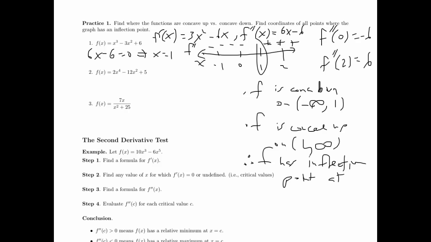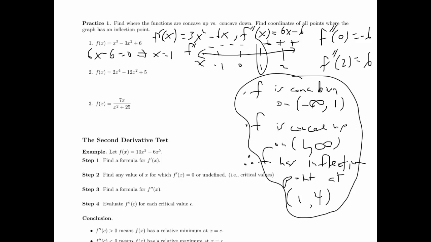at x equals 1, and then the y-coordinate would be, remember to get the y-coordinate, I've got to come back to this formula. So 1 minus 3 is negative 2 plus 6 is 4. So at the point (1, 4), the graph has an inflection point. So this would be a good conclusion about concavity.